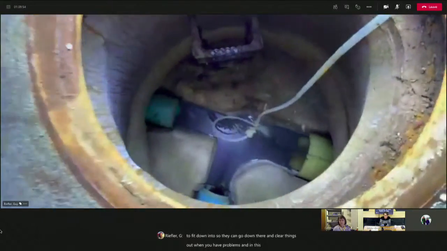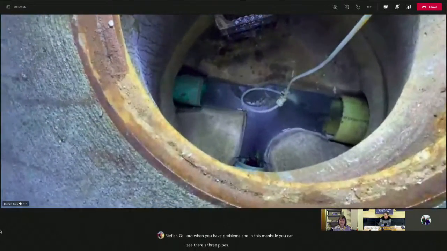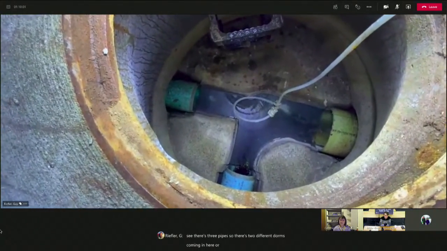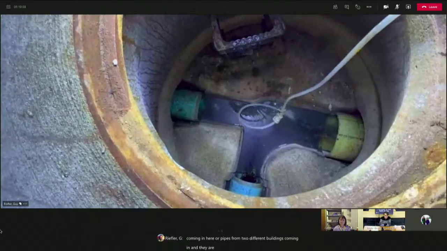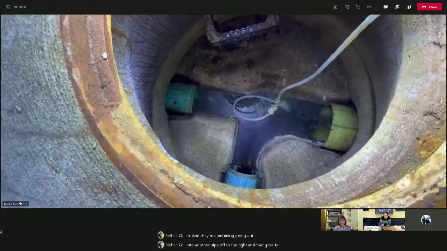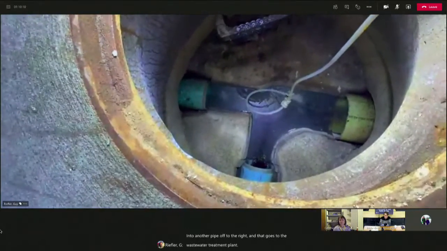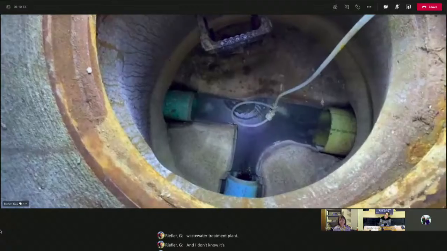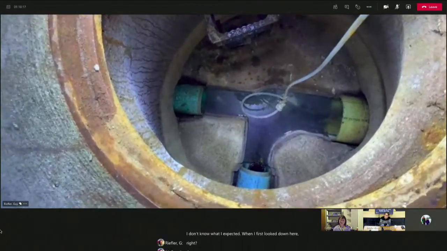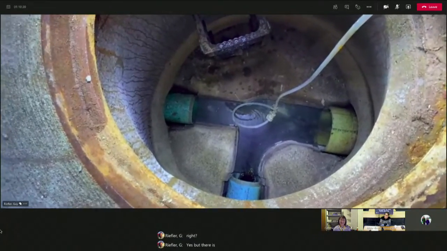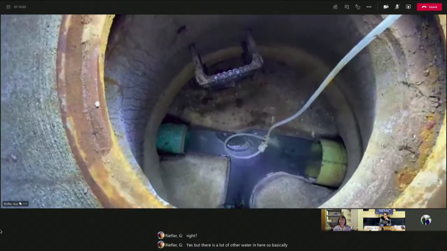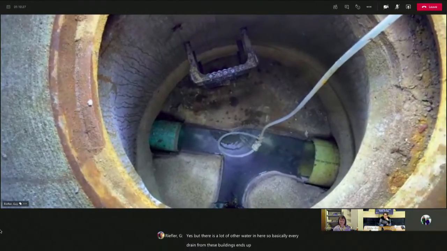And in this manhole, you can see there's 3 pipes. So there's pipes from 2 different buildings coming in, and they're combining and going out to another pipe off to the right, and that goes to the wastewater treatment plant. And I don't know what I expected when I first looked down here. I expected it to be a little more gruesome, I guess. But there is a lot of other water in here. So basically every drain from these buildings ends up down in this sewer.